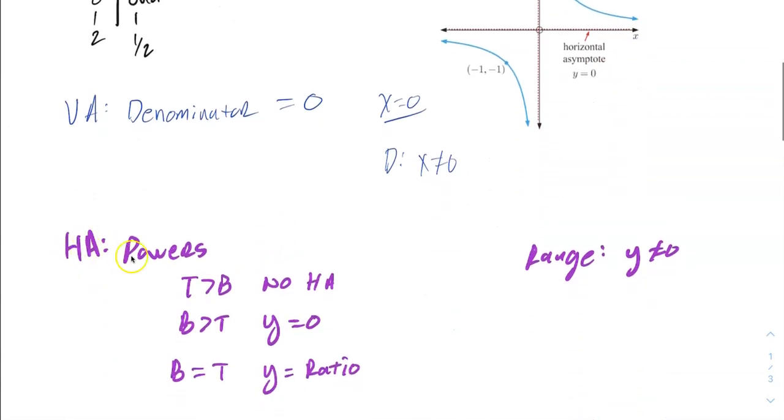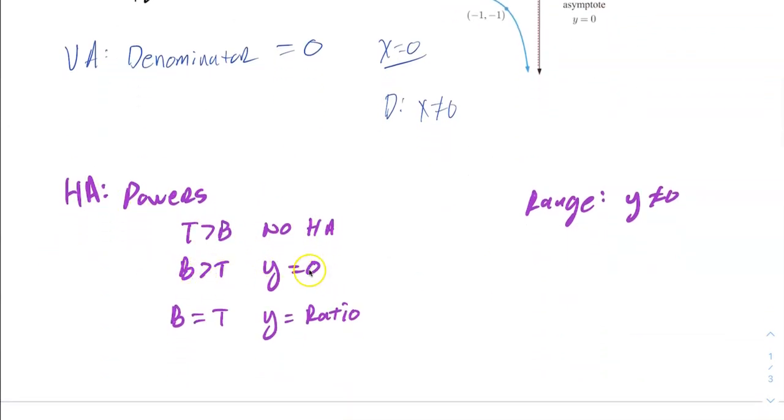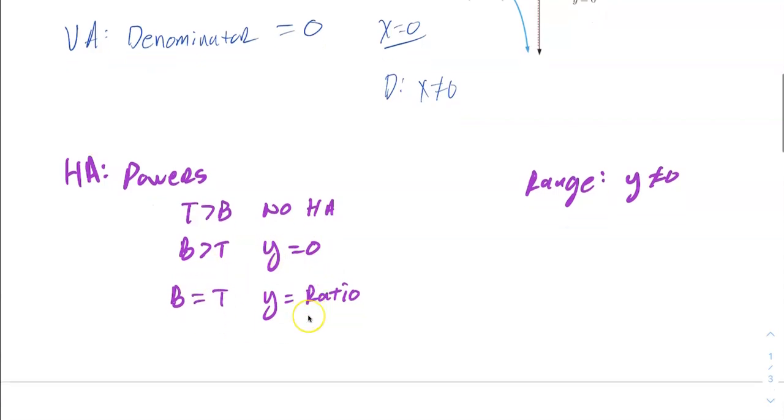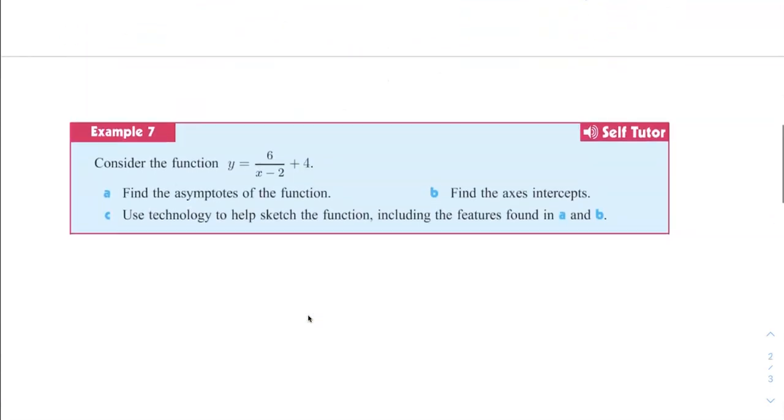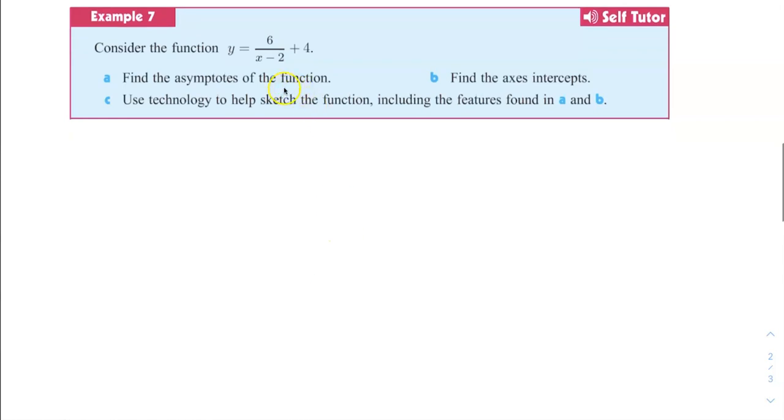If you want to find the horizontal asymptote, look at the powers. Top bigger than bottom is none. Bottom bigger than top is 0. And if the bottom equals the top, it's the ratio. So let's do an example. Consider the function 6 over x minus 2, plus 4. Find the asymptotes of the function.